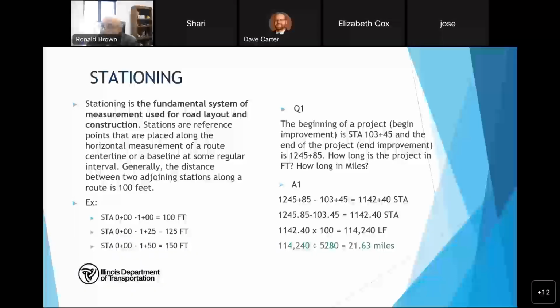And using the station as a 100-foot interval, you can take 1,142.4 stations times 100, which is 114,240 lineal feet. And to convert that to miles, 1 mile is 5,280 feet. So you would divide that number into your total 114,240, which is 21.63 miles long.